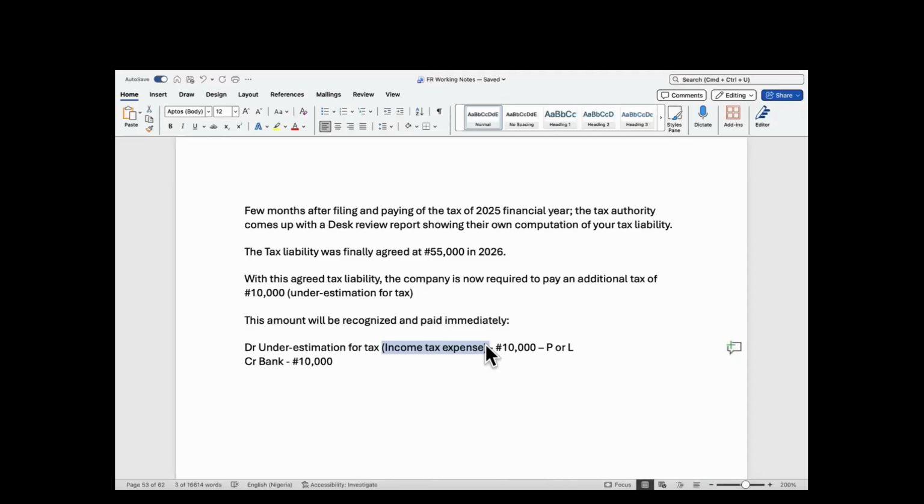It will include tax of this year. It will include under or overestimation for tax of previous years and all of that. So, this is the process flow for current tax. That is all. It's not more than that.